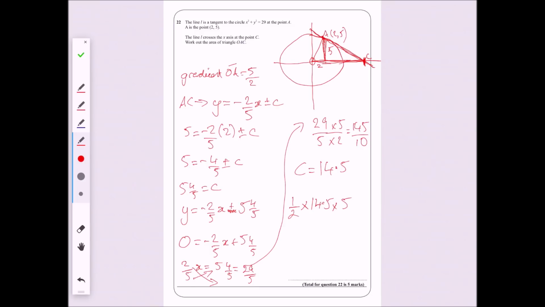So 14.5 times 5 is 72.5, and we still need to half that, which gives us 36.25. We're not talking about centimetres or not, so just units squared, so 36.25.